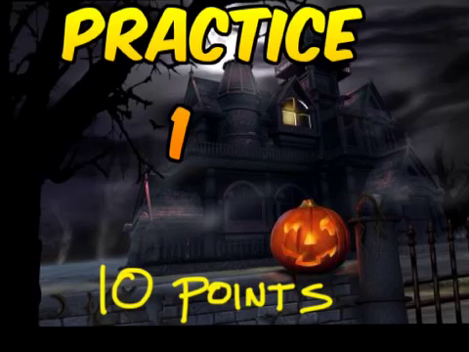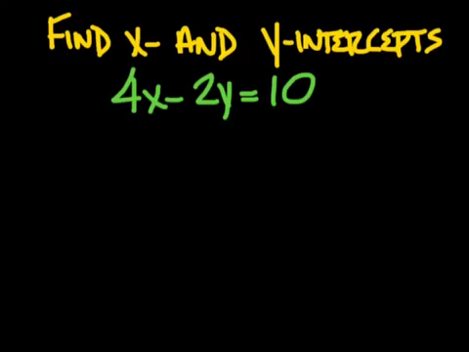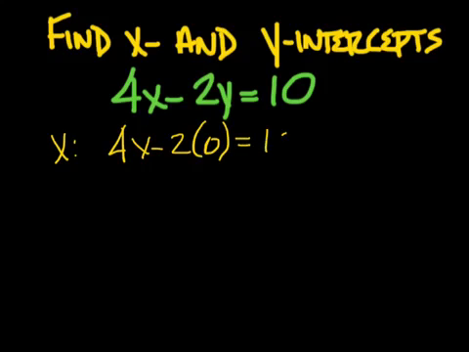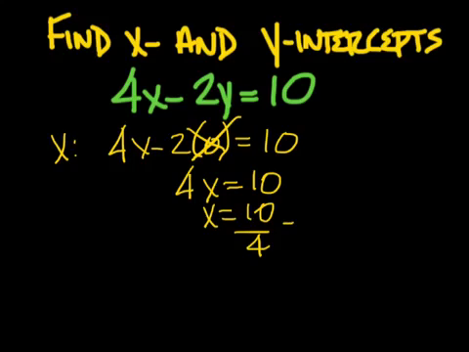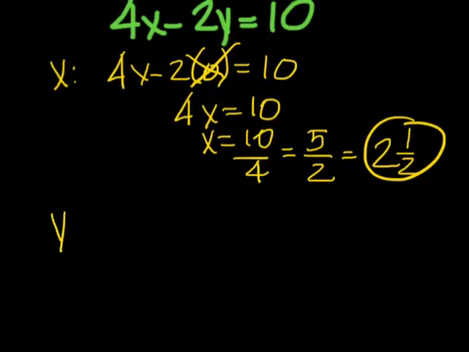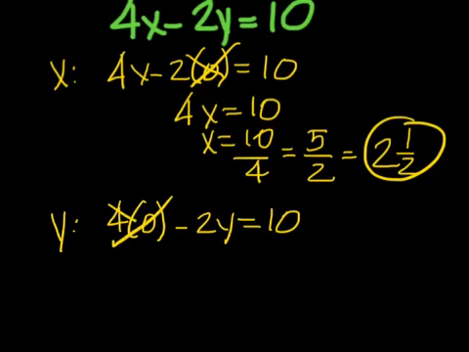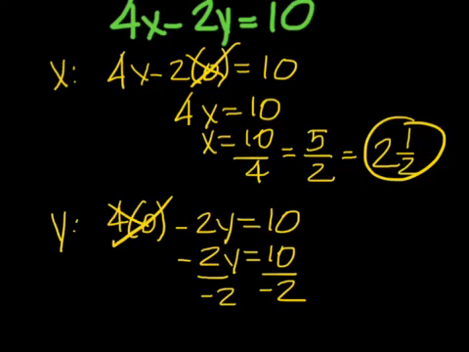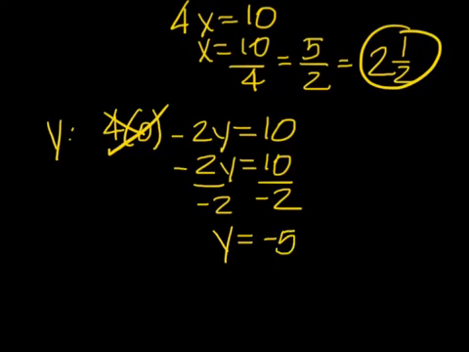Try this practice problem. For your x and y intercept, we'll start with the x, and that means we're going to put a 0 in for y, which is going to cancel out, and you're going to be left with 4x equals 10. If you divide by 4, you're going to come out with 5 over 2, but you must make it a mixed number, so it's 2.5 for the x-intercept. And for the y-intercept, you're going to have to put a 0 in for x. Cancels that out, and you're left with -2y equals 10. Divide both sides by a -2. You're going to be left with y equals a -5.